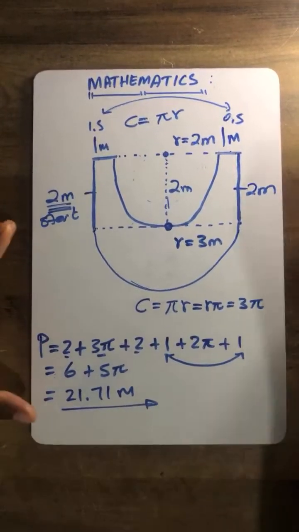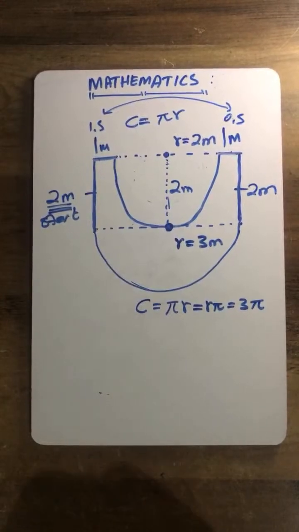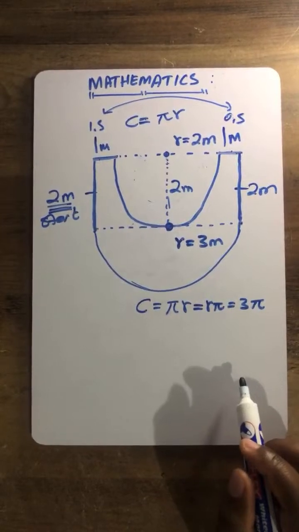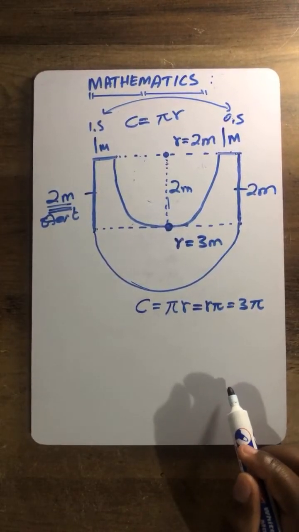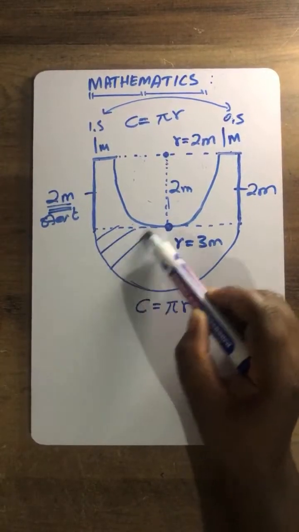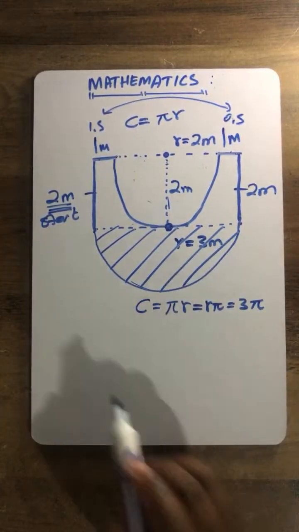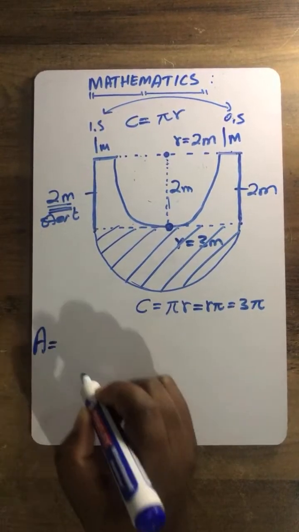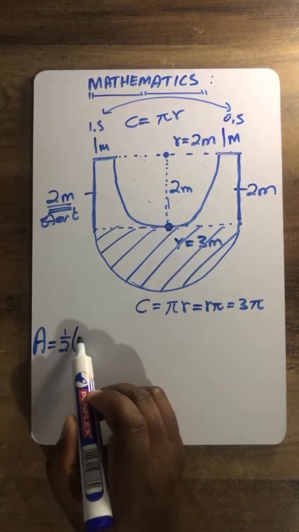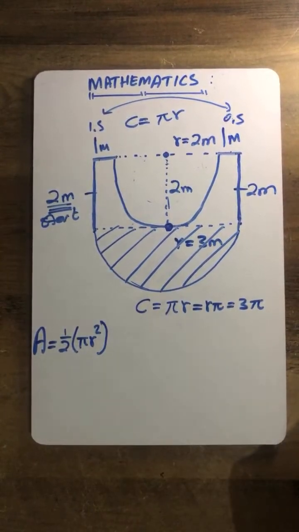Okay, so that would be the calculations for the perimeter. Let's now go into the area and see if it could work. When it comes to the area, this is how I can approach it. Let me first calculate the area of that half circle. So I'm going to say the area of that half circle is going to be half of pi r squared.